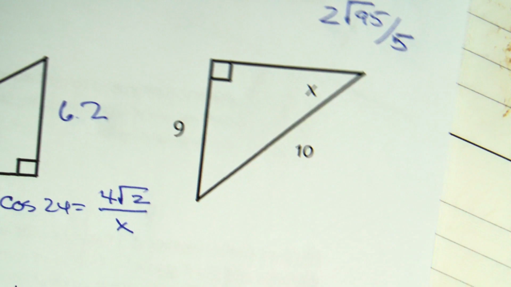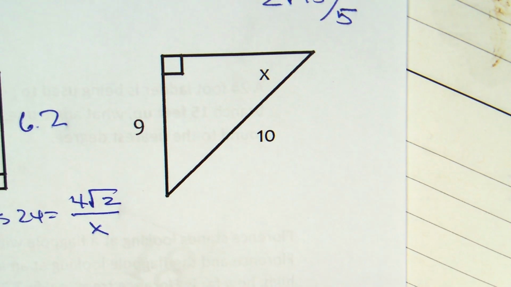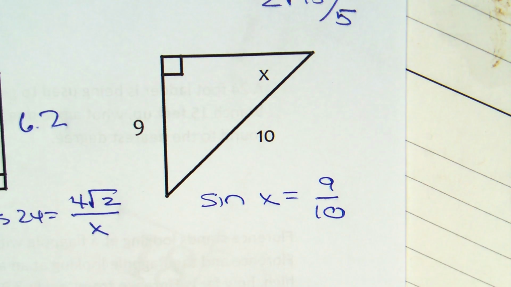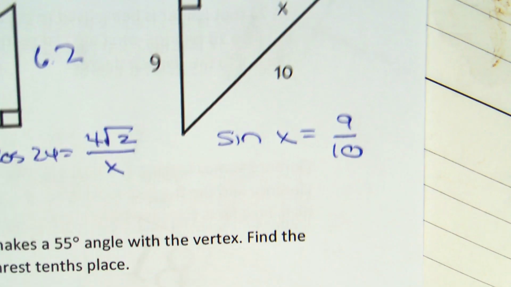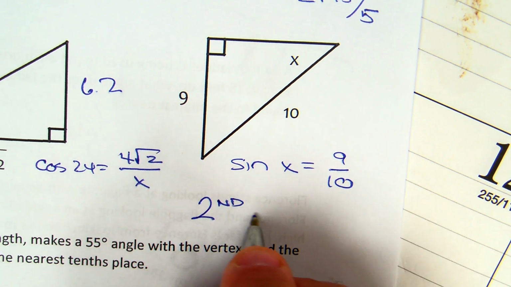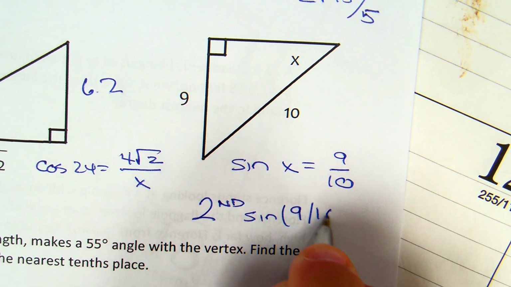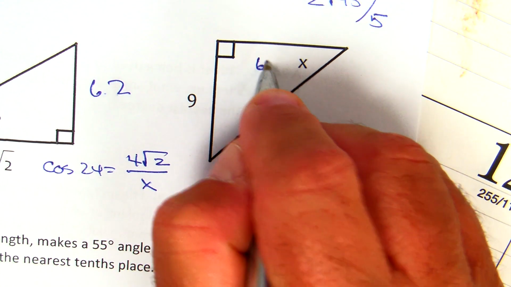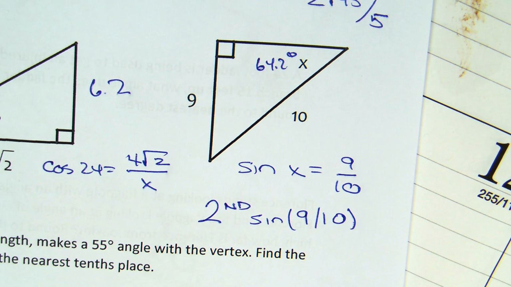Alright, in the third one, we're finding an angle measure. It seems to be opposite over hypotenuse, which is sine. So the sine of x equals 9 over 10. What button are we then going to press first when doing this problem? Second, sine. And then we enter as a division problem, 9 divided by 10. And I believe we're going to end up with about 64.2 degrees when it's all said and done. So that pretty much covers the first quiz.